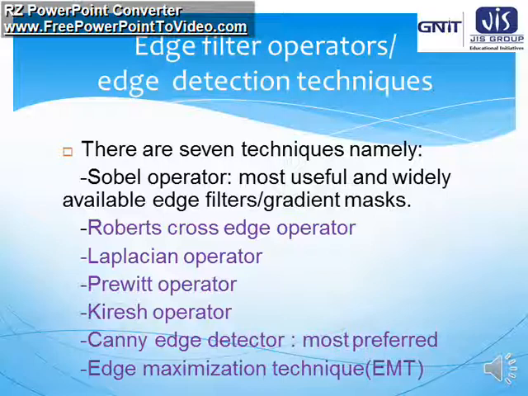So again, going through it another way, the 7 techniques for edge filter operators are the Sobel operator, Roberts operator, Laplacian operator, Prewitt operator, then Kirsch operator, then Canny edge detector operator, and the last one is the edge maximization technique. So these are the different edge filter operators.